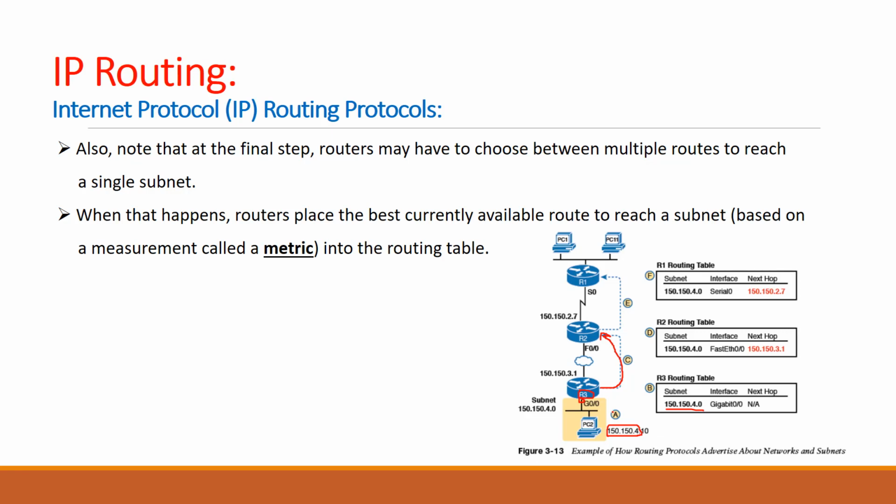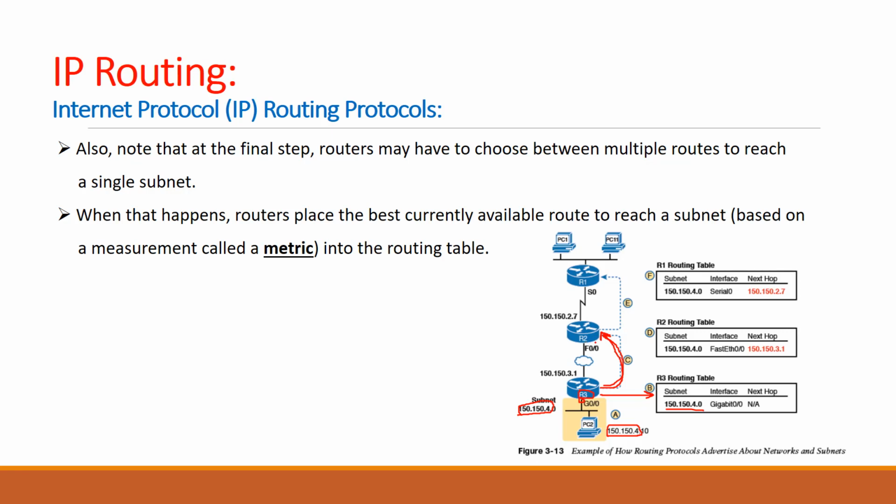This is step number 2. R2 then, step 1, learns that R3 is in a subnet that is 150.150.4.0. It adds this subnet to the routing table, then advertises this route to the neighboring router via a routing protocol, or statically configured routes as an alternative.